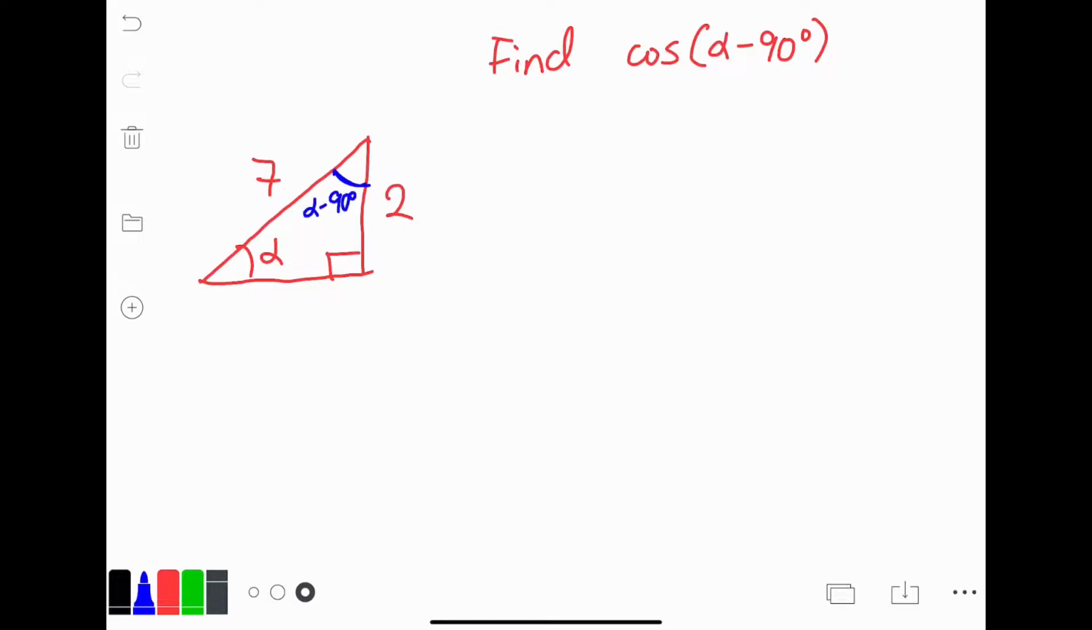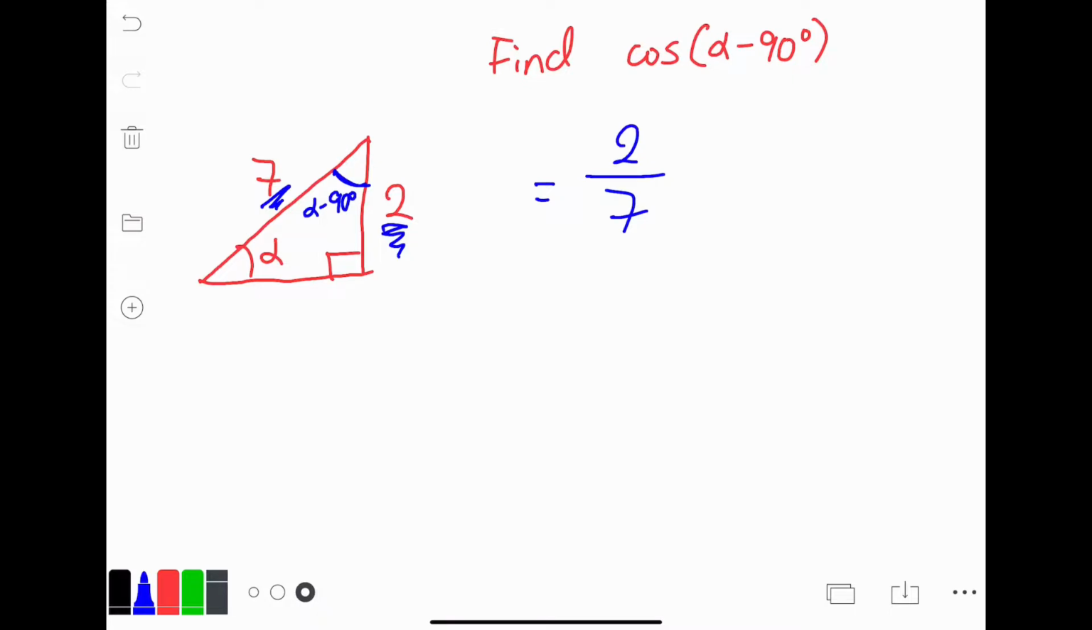So if you wanted to find cosine of alpha minus 90, that would be equal to the adjacent side to this angle, which is 2, over the hypotenuse of the right triangle, which is 7. So this would be equal to 2 over 7. So this is a trick way in which they ask you to find the trig function of the other angle in the right triangle.